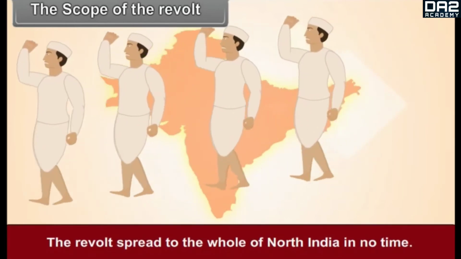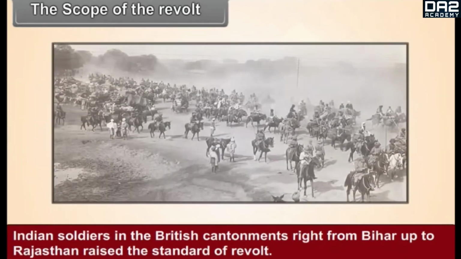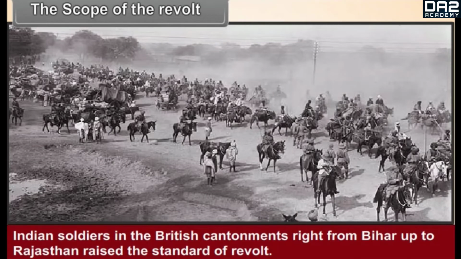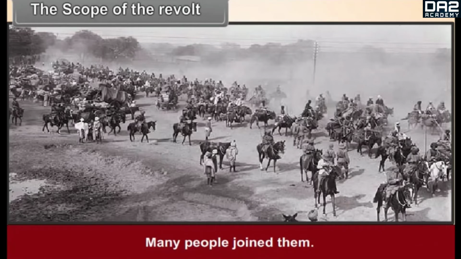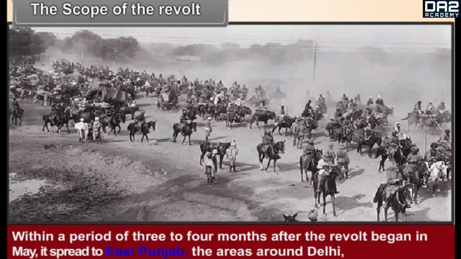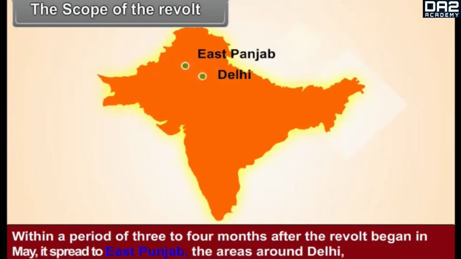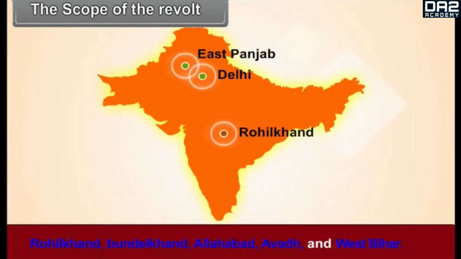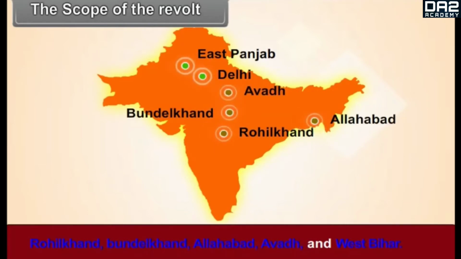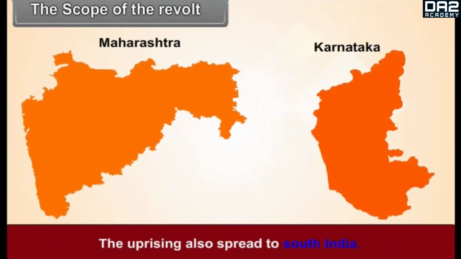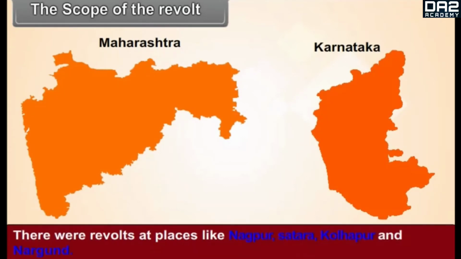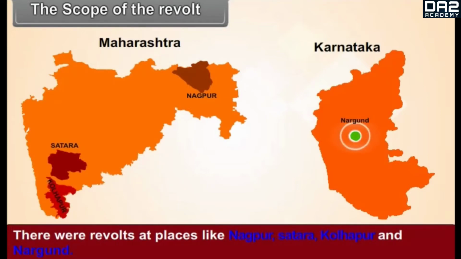The scope of the revolt. The revolt spread to the whole of North India in no time. Indian soldiers in the British cantonments, right from Bihar up to Rajasthan, raised the standard of revolt. Many people joined them. Within a period of 3 to 4 months after the revolt began in May, it spread to East Punjab, the areas around Delhi, Rohilkhand, Bundelkhand, Allahabad, Awadh and West Bihar. The uprising also spread to South India. There were revolts at places like Nagpur, Satara, Kolhapur and Nargund.